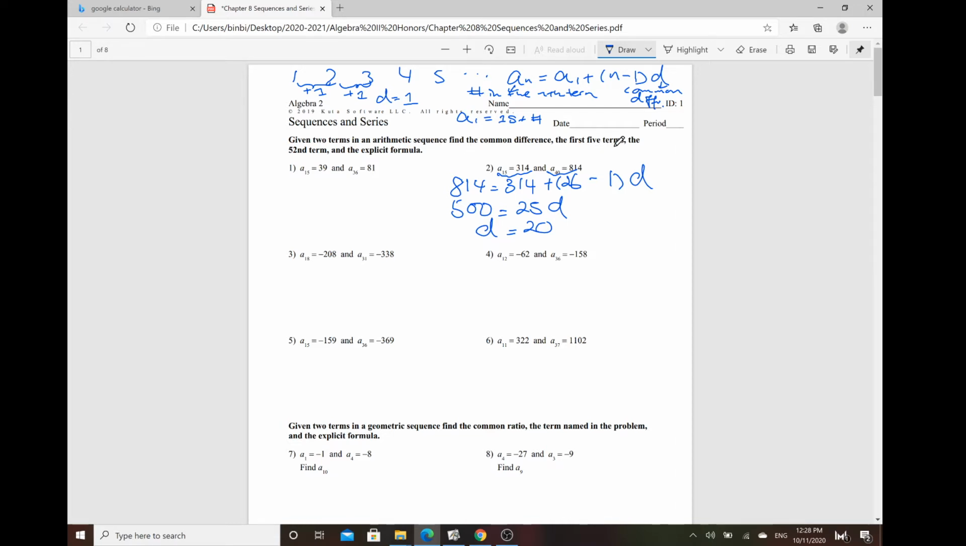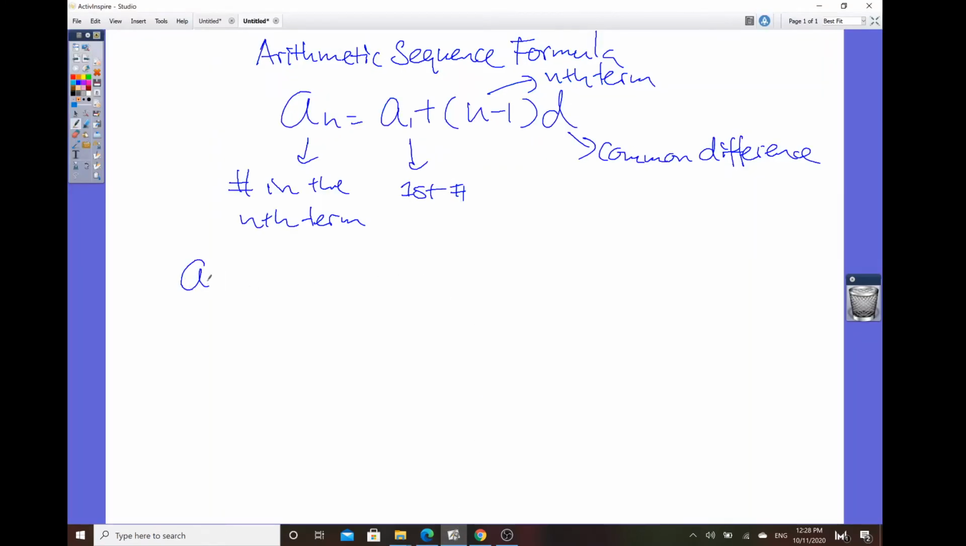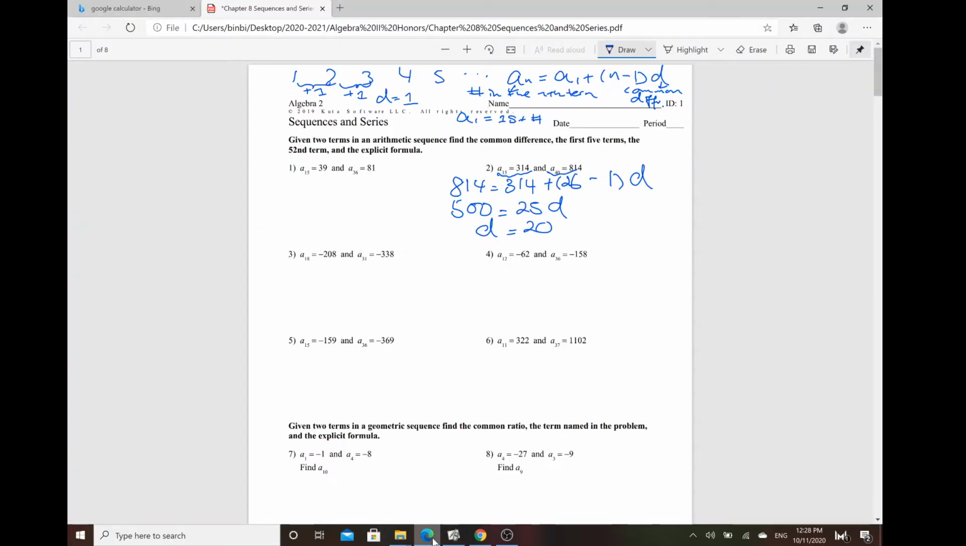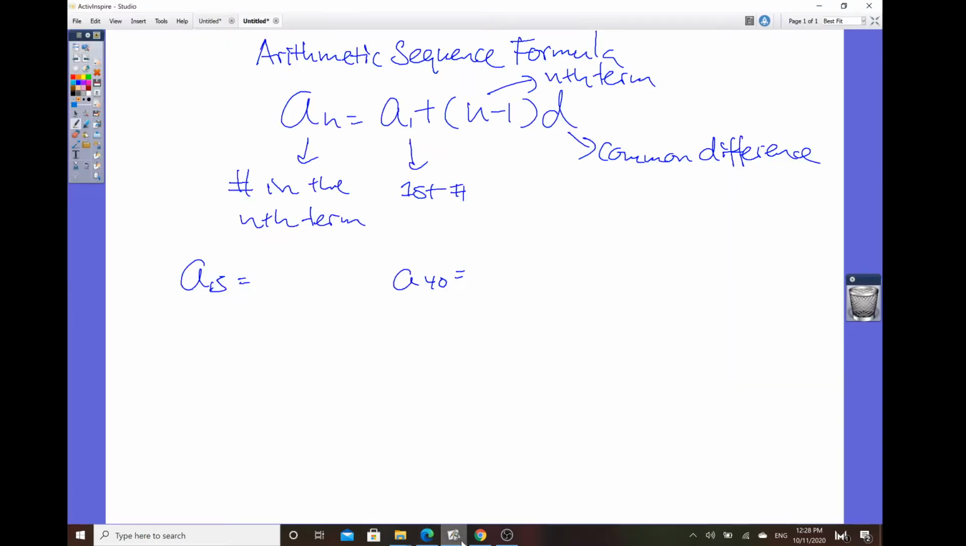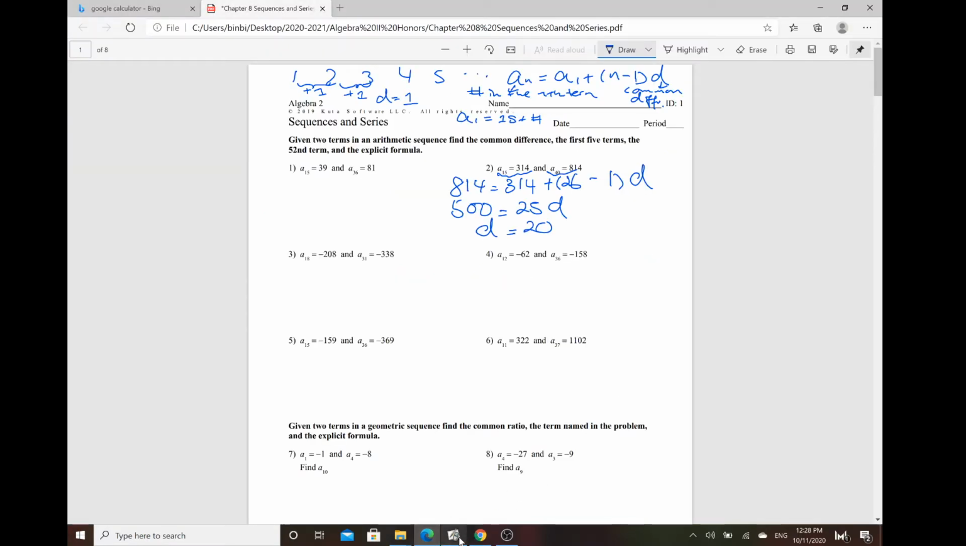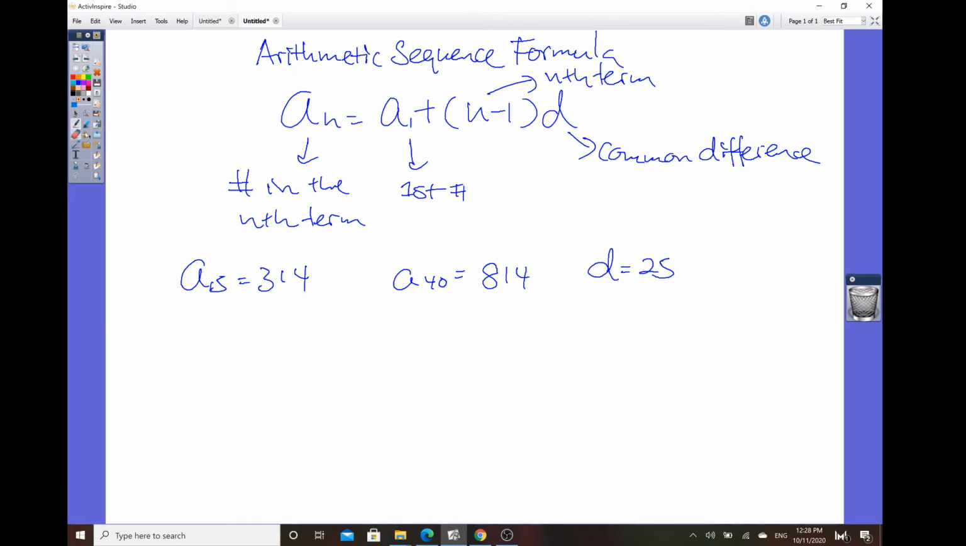We found the common difference already, so now let's find the first five terms. Let me put it on a new slide here. For a sub 15, we have 314, and a sub 40 is 814. The common difference that we found is what, 25? No, actually 20, excuse me. So the common difference is 20.